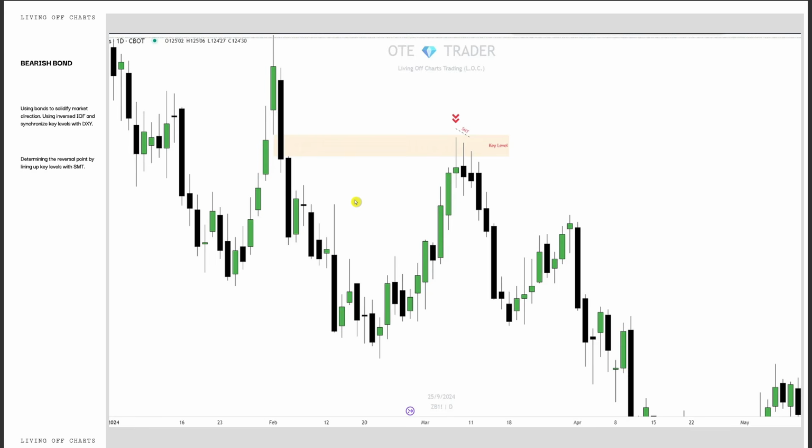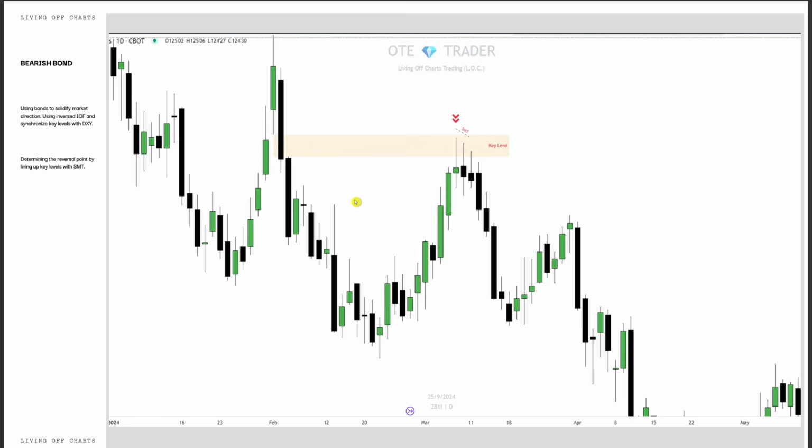Right guys, now let's talk about bonds. Not many people use bonds in their analysis. However, it could be a great confluence tool. I wouldn't use it to trade; bonds are not my direction, right? We use it as a confluence tool. We don't want to have analysis paralysis, but I will show you right now how you can effectively use the bonds while trading DXY. Right, so let's talk about bonds, guys. This will be a bearish example. We'll use bonds to solidify market direction.